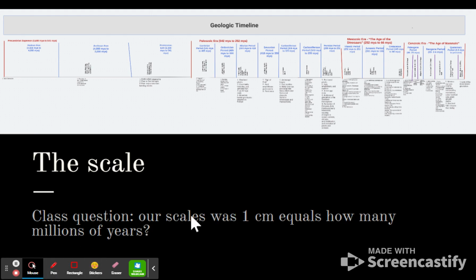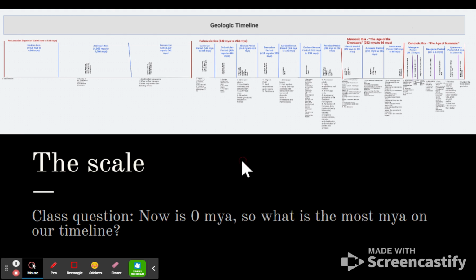So, class question, our scale was 1 centimeter equals how many millions of years? 10. You guys shouted it out. Yes, 10 million years equals 1 centimeter. If you had those individually marked, you'll be able to scale and count. If you labeled, you'll be fine too.